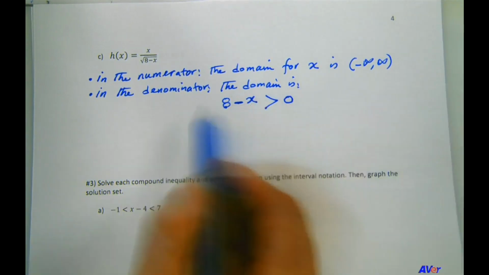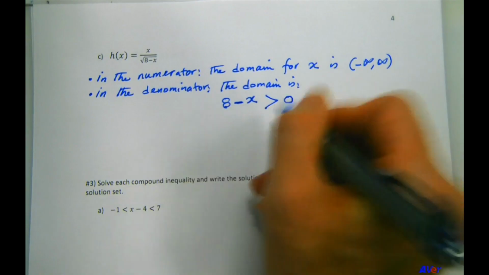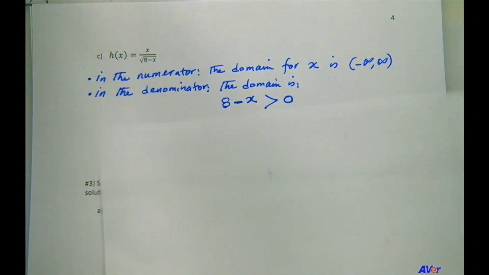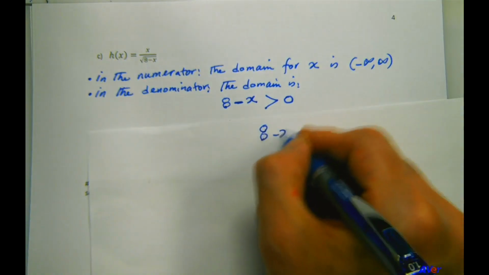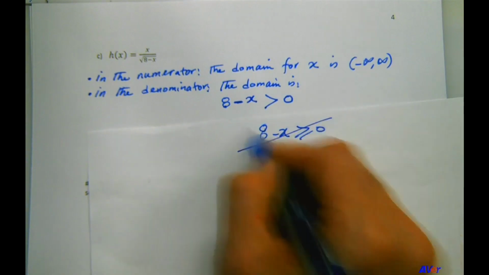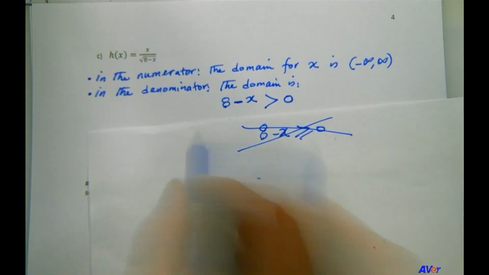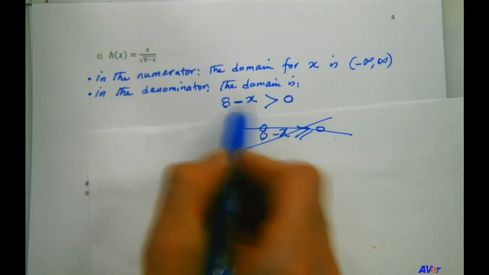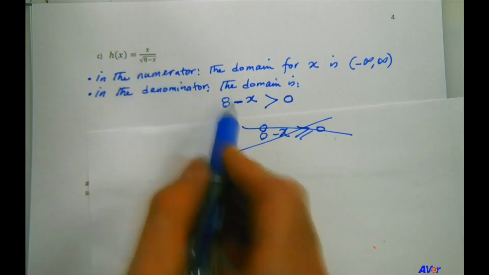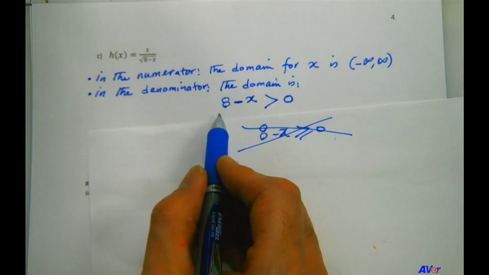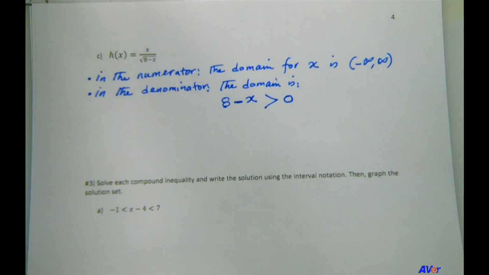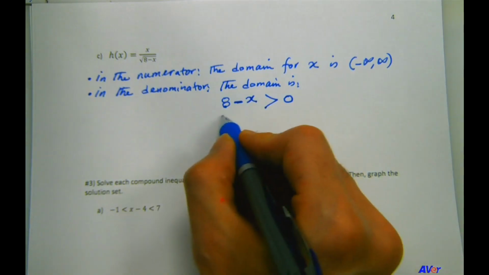But can it be equal to 0? Should I put equality here, right? Should I say 8 minus x greater than or equal to 0? Can I say that? Absolutely not. Why not? Because this square root of 8 minus x is part of the denominator, and the denominator cannot be 0. So therefore, we should keep this as a strict inequality like that. Okay? And let's solve for that.